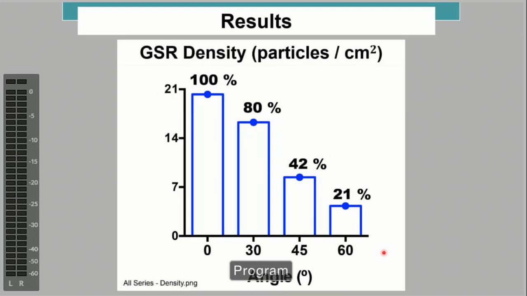You look at the density of the particles, and density, of course, is just the particles per square centimeter, and they follow the same relationship as the quantity. So the density of the particles is much lower at an angle. Even at a 30-degree angle, you have 20% less density.